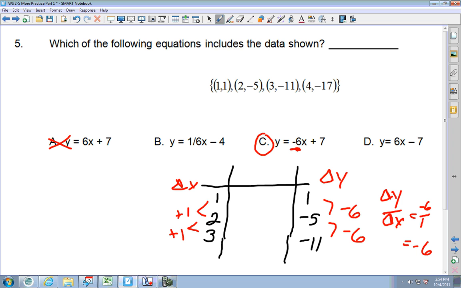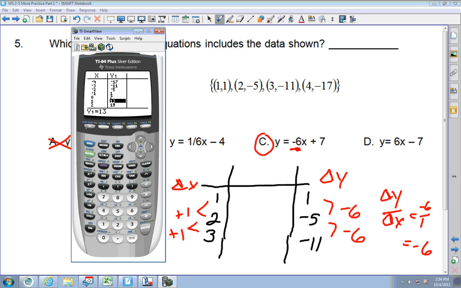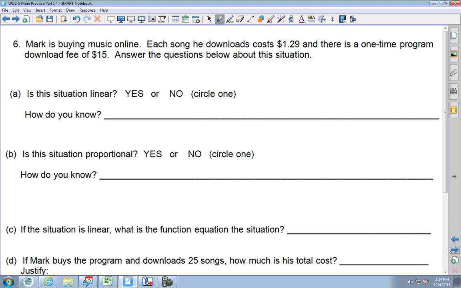So then I'll go ahead and skip to C, but I can go in there and I would just put in negative 6x plus 7 and press second graph. And look in my table for 1, 1, which is there, 2, negative 5, 3, negative 11, and 4, negative 17. You can do it that way as well.